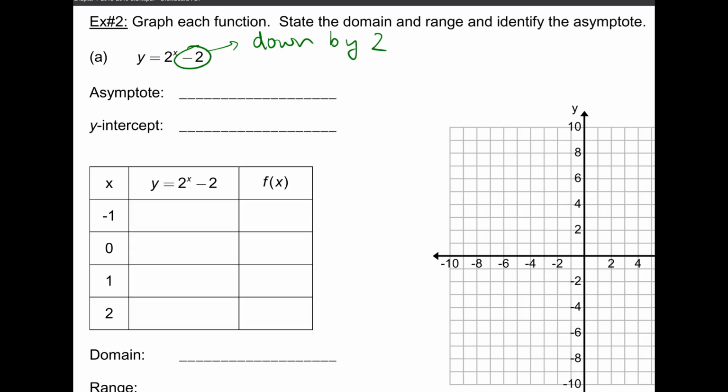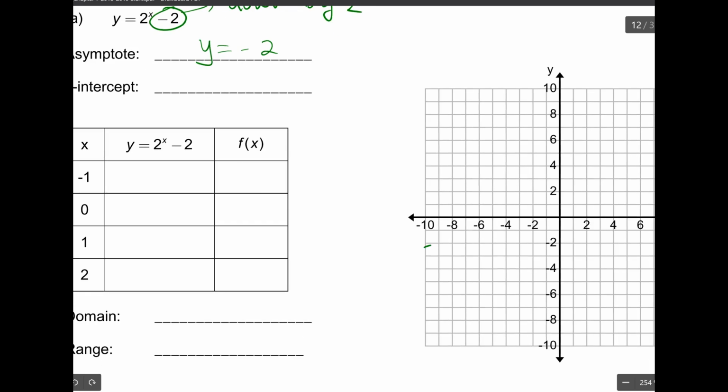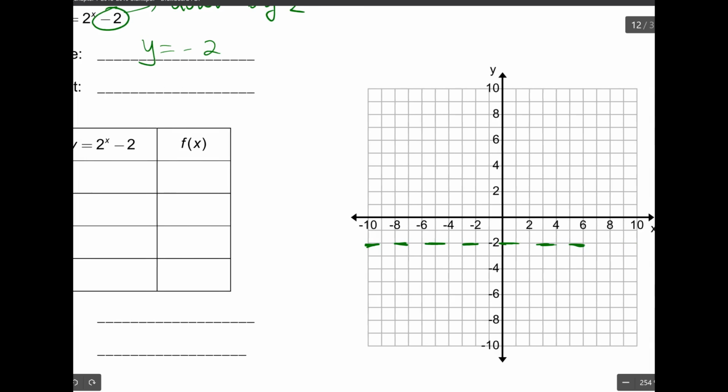Okay, so my asymptote used to be at the x-axis. Where is it now? It's at negative 2, because everything is shifted down by 2. Where my asymptote used to be y equals 0, now it's at y equals negative 2. So I'm just going to draw a dotted line at negative 2. All right, so this is my asymptote. Remember, asymptotes are the freeway medians. You don't touch them, you don't cross them.